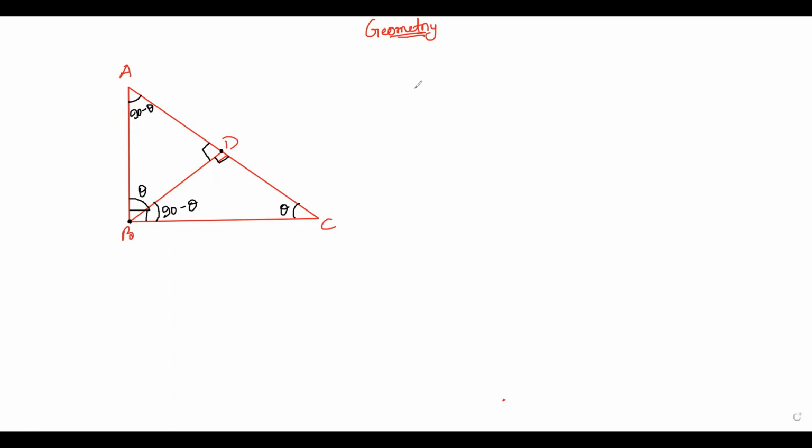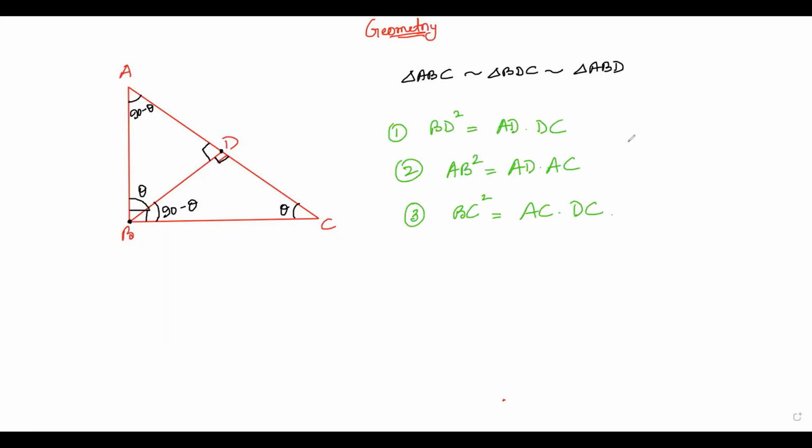Now, all the three angles of triangle ABC, triangle BDC, and triangle ABD are equal. So these three right angle triangles would be similar triangles. Now, since these three right angle triangles are similar triangles, their corresponding sides ratios would be the same. Now, from these ratios, we'll be getting three very important relations, which are BD square equal to AD into DC, AB square equal to AD into AC, and BC square equal to AC into DC.